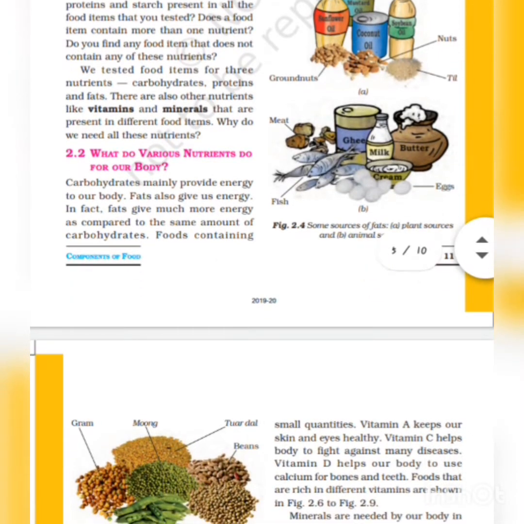now vitamin A keeps our body, skin and eyes healthy. Vitamin C helps the body to fight against other diseases. Vitamin D helps our body to use calcium for bones and teeth. Foods that are rich in vitamins are shown.